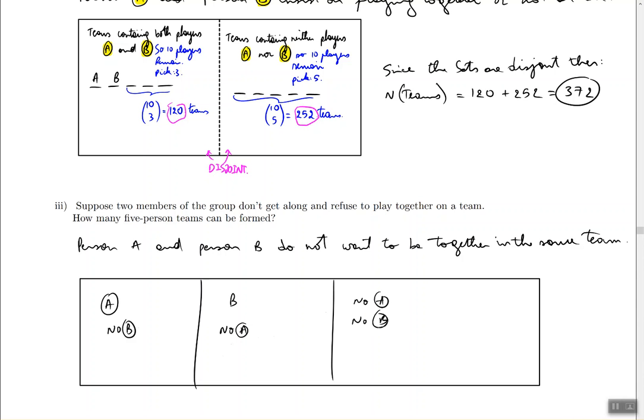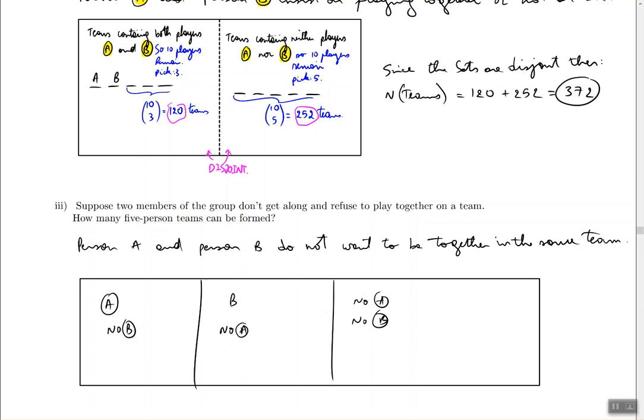Okay, so that's basically what could happen in a team where 2 people don't want to be together on the same team. And this is perfectly fine. If you like this choice, then you can go ahead and calculate it. I personally don't like that choice because it's going to take 3 calculations to get to the answer, and that's way too much work. There's a faster way to do the problem.